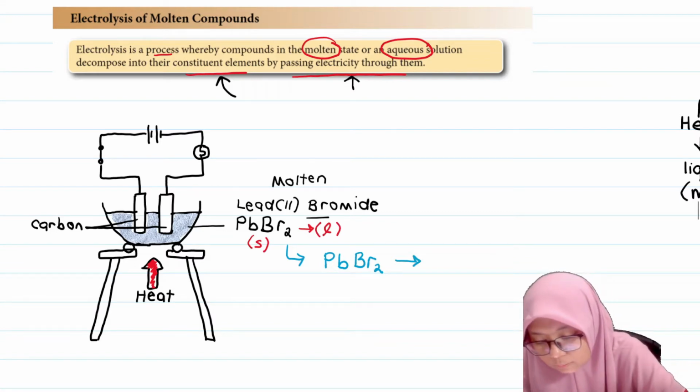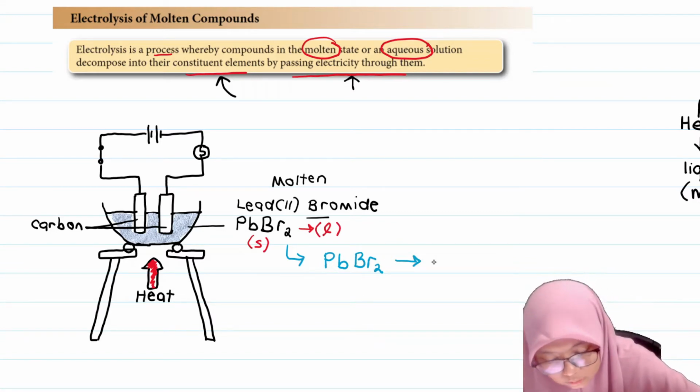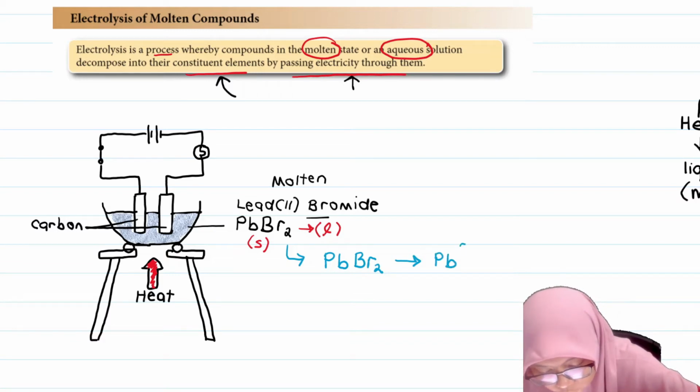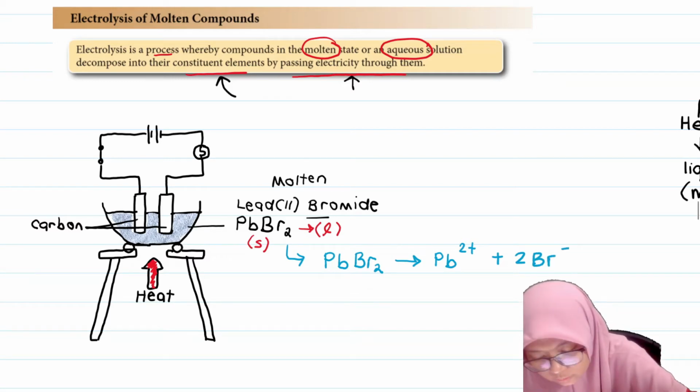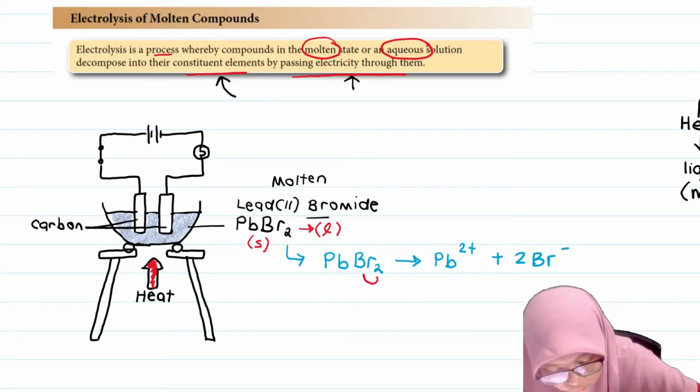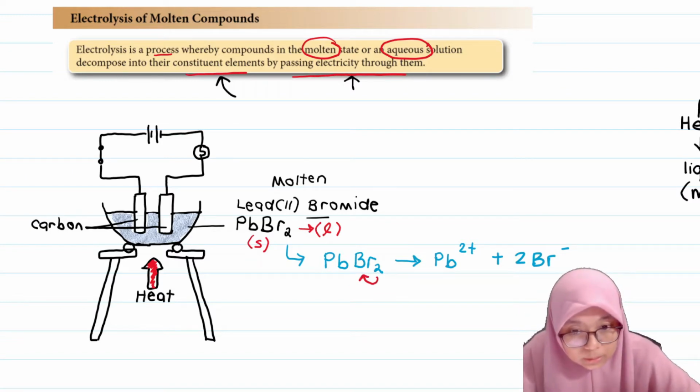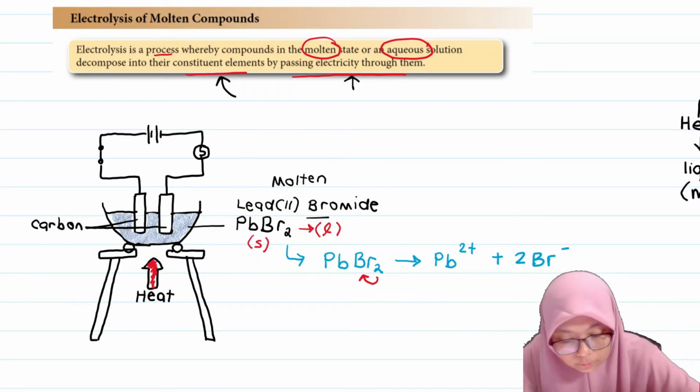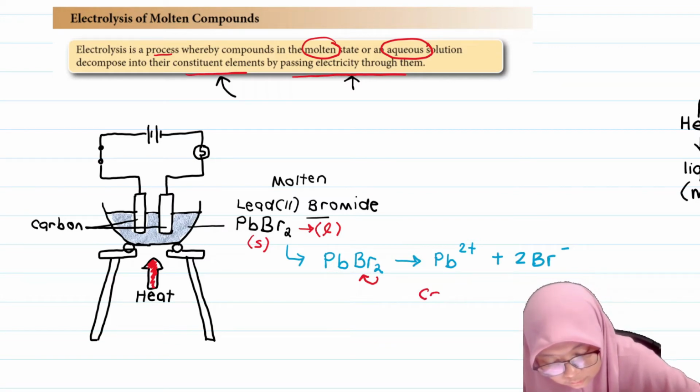So what happens if the compound ionizes? It will form Pb2+ ion and bromide ion. Why do I write 2Br-? Because if you look at the formula here, there are 2 bromine atoms inside the formula. So you have to write 2 bromide ions. So this is the cation.